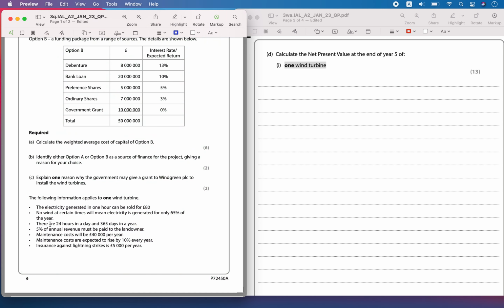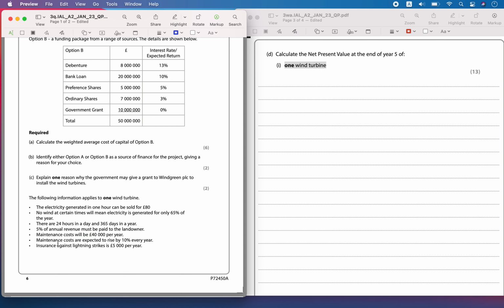The following information applies to one wind turbine. The electricity generated in 1 hour can be sold for 80 pounds. No wind at certain times will mean electricity is generated only for 65% of the year. There are 24 hours in a day and 365 days in a year. 5% of annual revenue must be paid to the landowner.